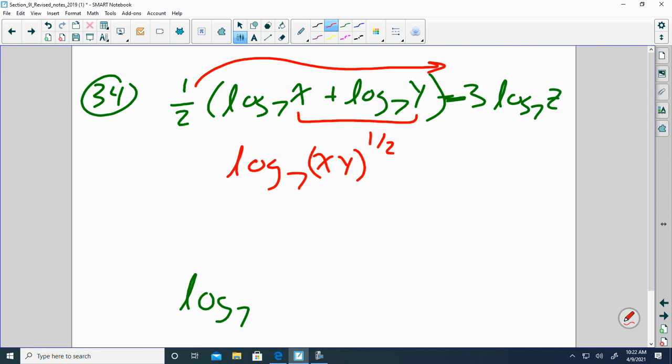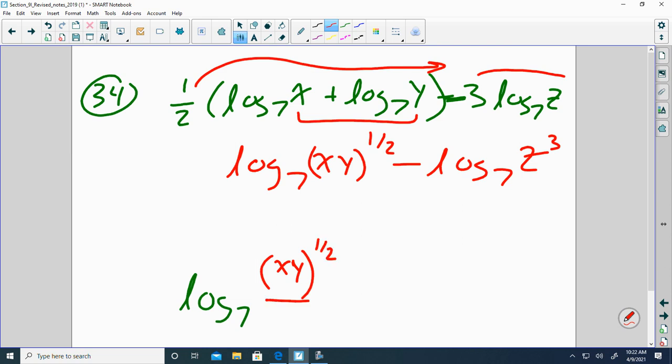Is that okay so far? And then this 3 is going to move up here, so I get minus log base 7 of z to the 3rd. Good so far? Now, I'm going to leave it up to you. You can distribute that 1/2 to both the x and y, so you have x to the 1/2, y to the 1/2, or you can leave it grouped to the 1/2. It doesn't matter. There's no more right or wrong, okay? So I'm just going to leave it together. So I have xy to the 1/2 as the numerator, and then that z to the 3rd is going to be the denominator.